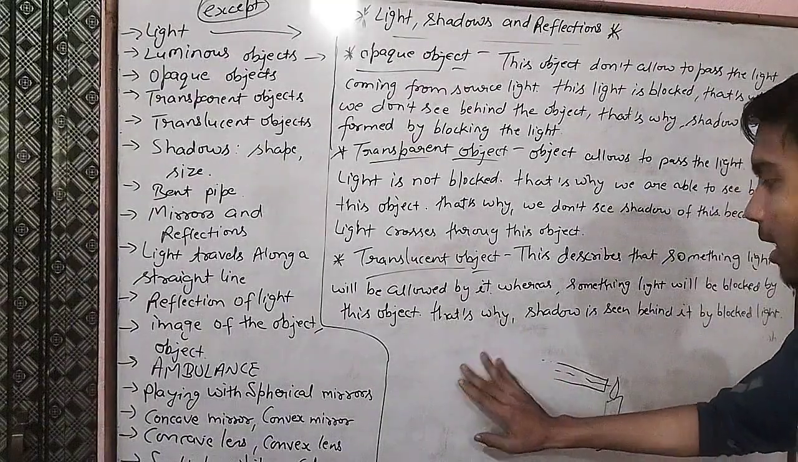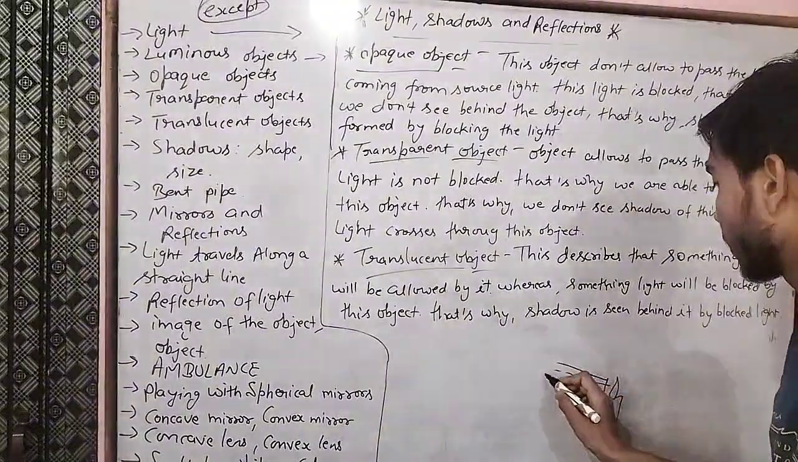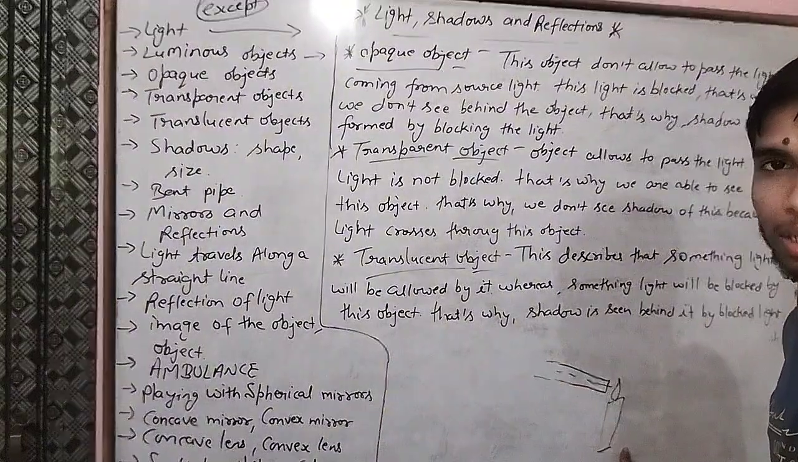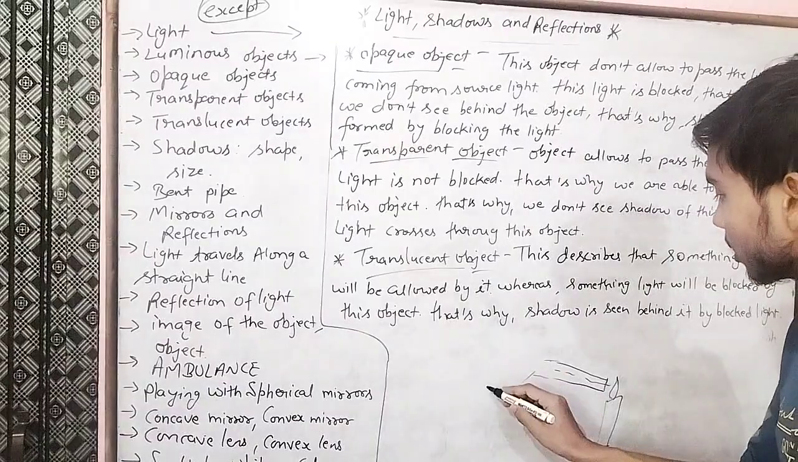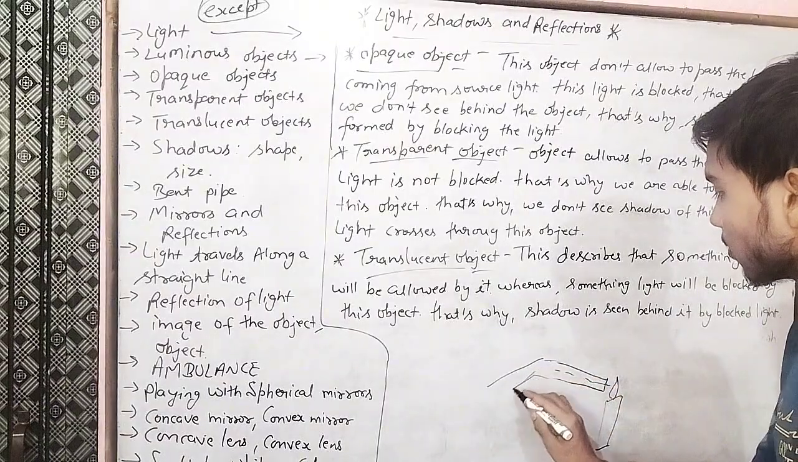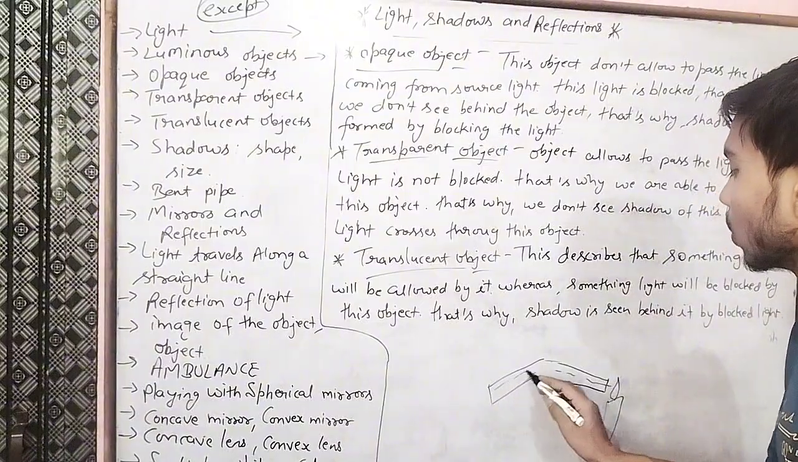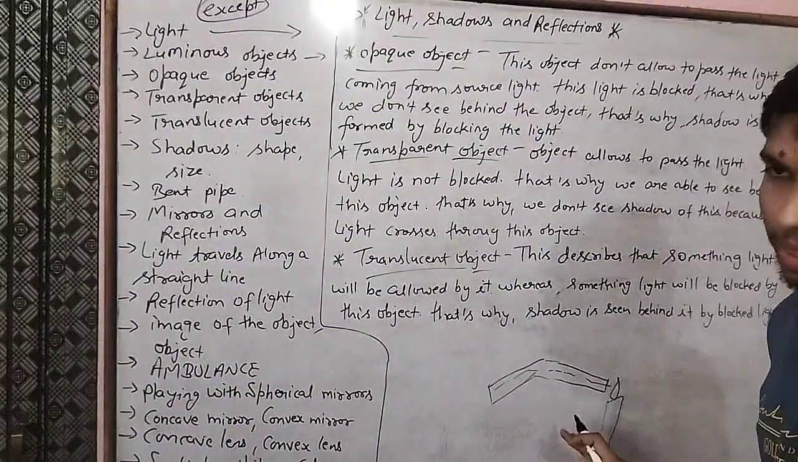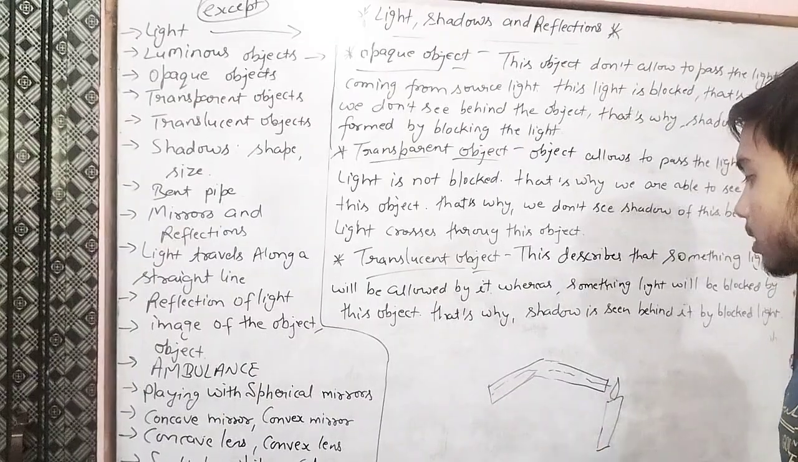So when will we say it is impossible to see the flame candle? When this pipe is found to be bent. This is a bent pipe. Now our eyes can't see this flame candle. Clear?